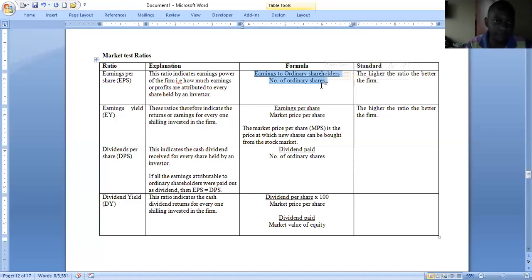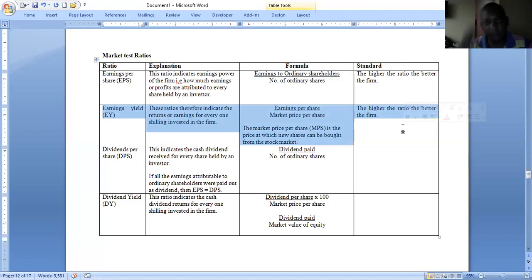Then we have the earnings yield, which measures the cover of the earnings per share on the market price per share in the stock market. The higher the earnings yield ratio, the better the firm is.